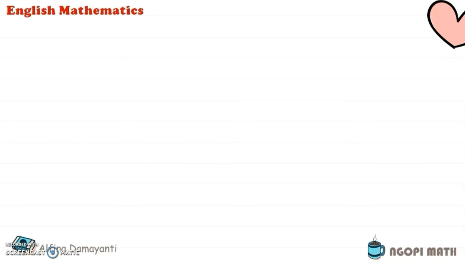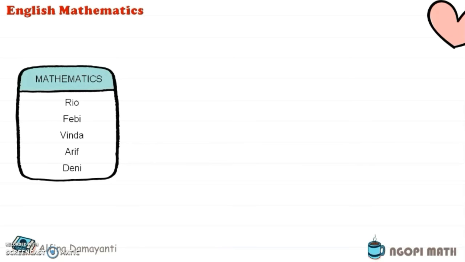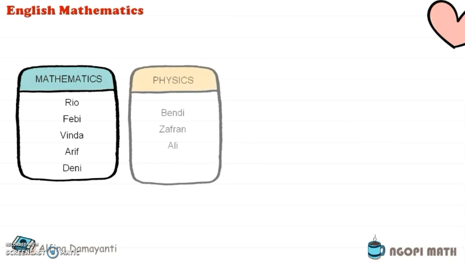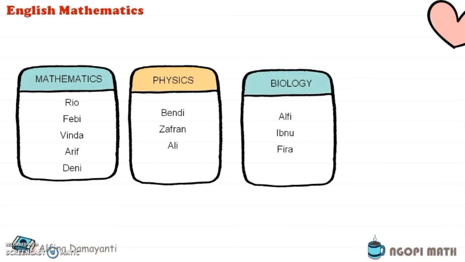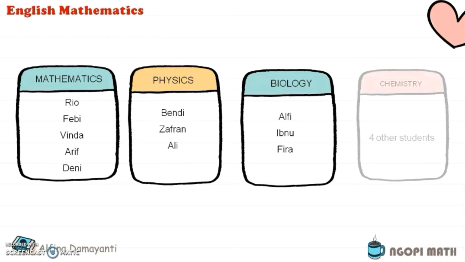For convenience, we write separately whoever likes each subject. Mathematics: they are Rio, Fabi, Finda, Arif, and Danny. Physics: they are Bendy, Zafran, and Ali. Biology: Alfi, Ibnu, Fira. And chemistry: 4 other students. So, 5 students for mathematics, 3 students for physics, 3 students for biology, and 4 students for chemistry.